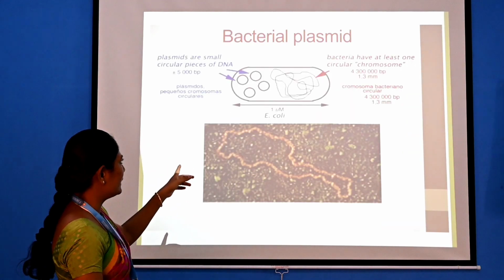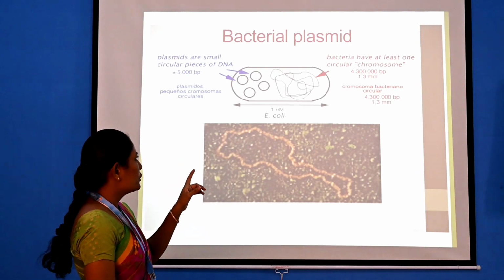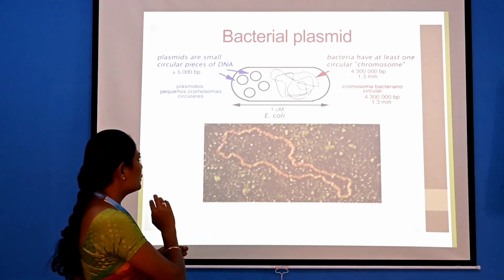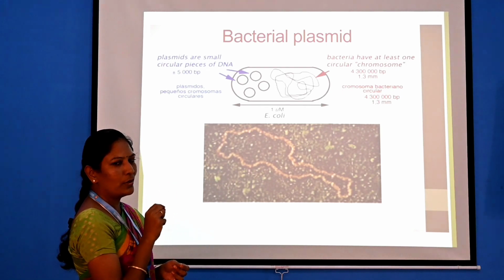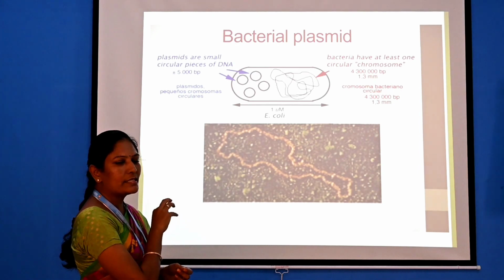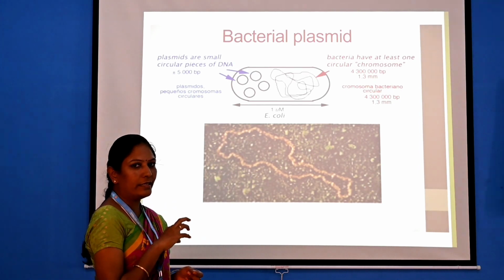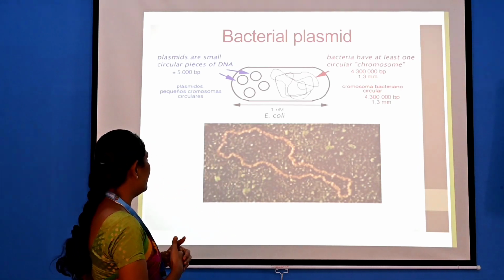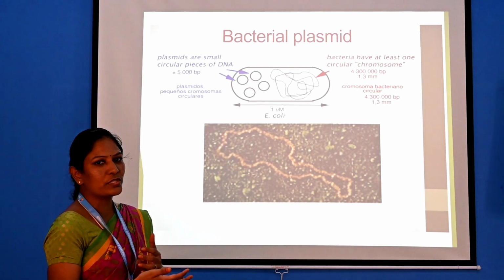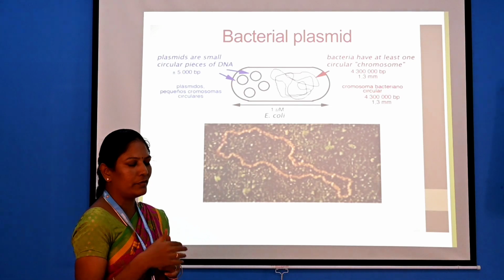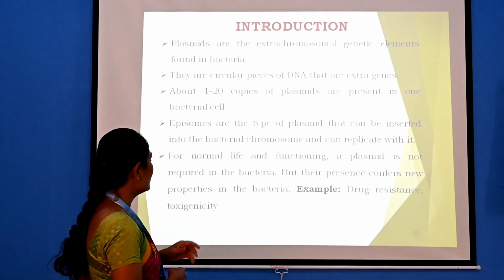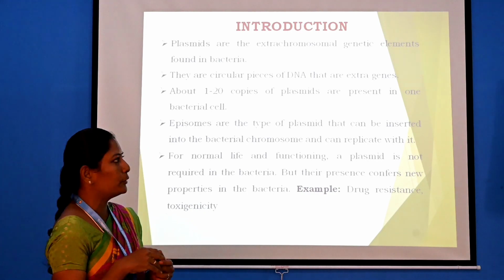Next is the basic information about the plasmid. For example, this is an E. coli bacterium. The bacterium itself has its chromosome. Along with its chromosome, some small circular DNA are present near the chromosome. This extra-chromosomal small circular DNA is known as plasmid DNA. Its size ranges from 100 base pairs to 5000 base pairs, depending on the species of bacteria.